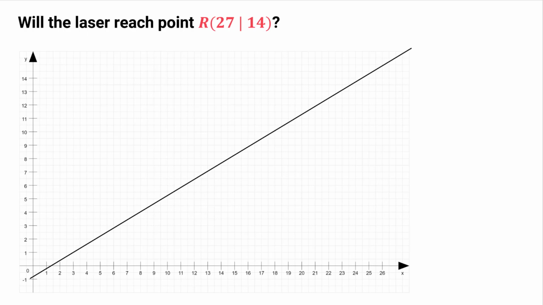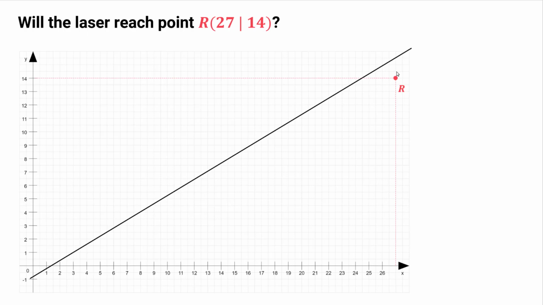The question we can ask ourselves now is, will the laser ever reach the point R at position 27, 14? And we could answer that question graphically by just drawing the line of the laser in a larger coordinate system and then also drawing the point R. And if we do that, we will already see graphically that the laser will never reach that point, it will miss it. Now the question is, can we also confirm that mathematically?